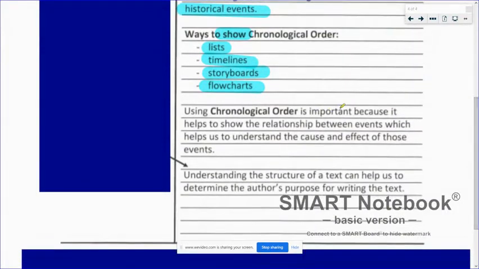Using chronological order is important because it helps to show the relationship between events, which helps us to understand the cause and effect of those events. So I think the most important thing here is it shows the relationship between events.